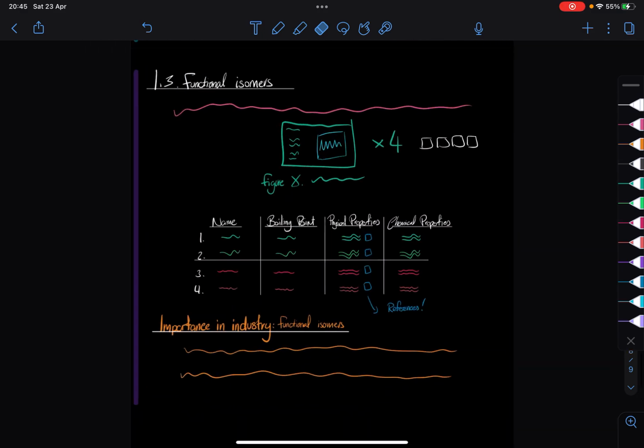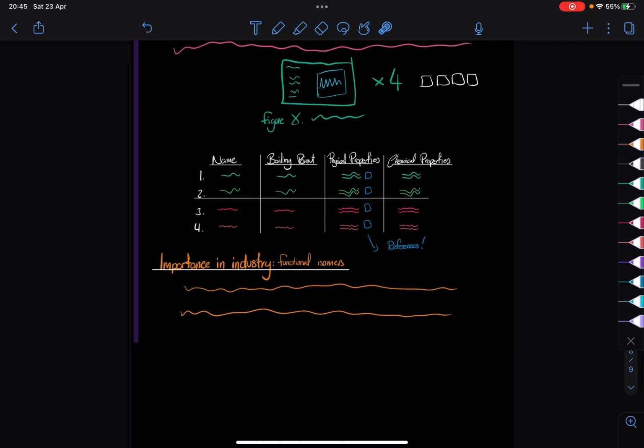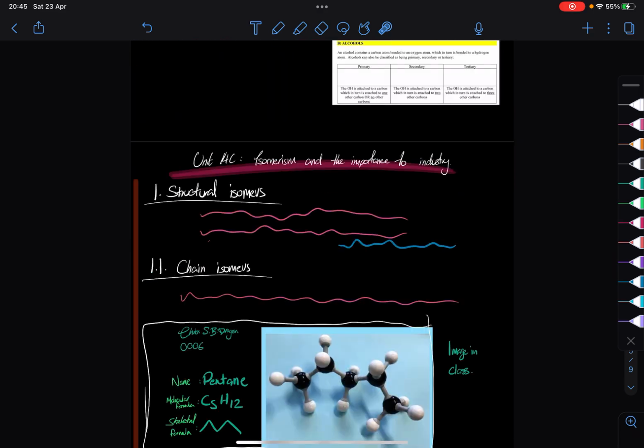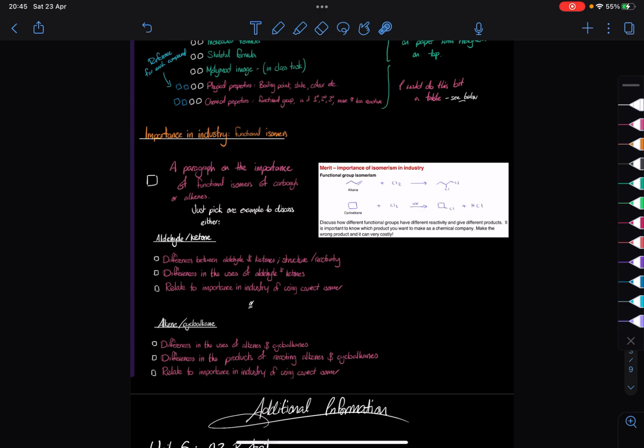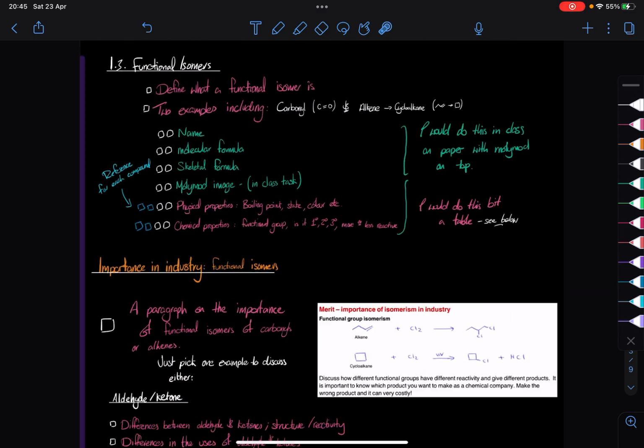1.3, functional isomers. Pink, there's my definition writing. Then I'm going to have 4 of these images with my mods in there. My table with my name, boiling point, physical and chemical properties, references, and the importance of industry, functional isomers, my explanation down here below.